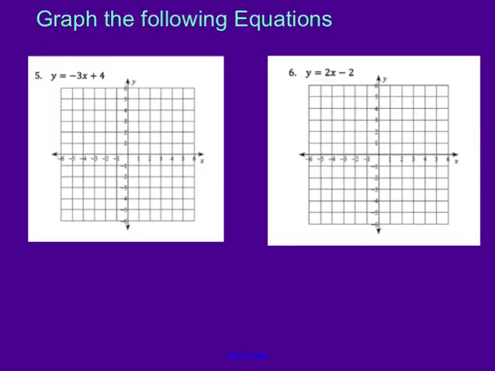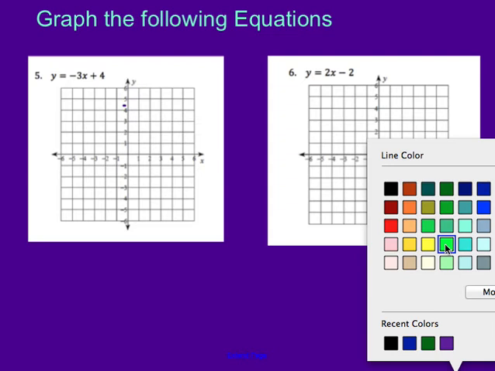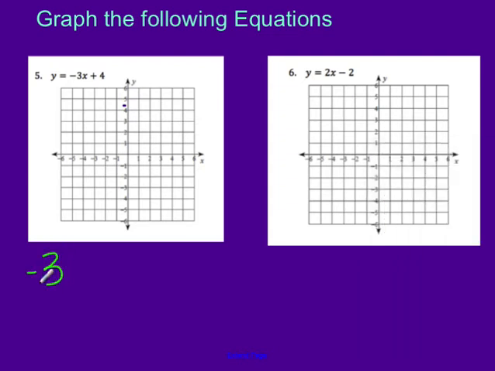So for number 5, we're crossing the y-axis at 4. And then my slope is -3. Well, -3 is the same as -3 over 1. So that means from my y-intercept of 4, I plotted 4 on the y-axis, and then I want to go down 1, 2, 3, and over 1. So here are my 2 points.